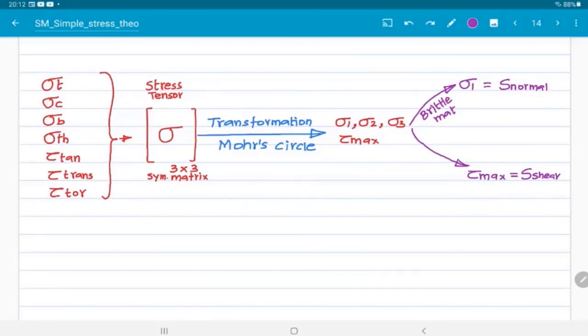There is another way to calculate tau max, from the principal stress also. What is the formula? Tau max equals sigma max minus sigma minimum, divided by 2. Major minus minor principal stress divided by 2. This is for ductile material. So this is the full outline of strength of material.